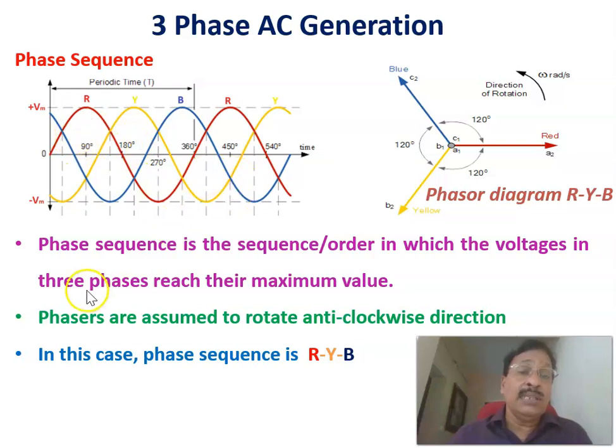The phase sequence is the sequence or order in which the voltage in the three phases reaches their maximum magnitude. The same in the phasor diagram. This is the R phase. Since this is rotating in the anti-clockwise direction, this is the R phase. After 120 degrees, Y will come, and again after 120 degrees, B will come here. Therefore, the phase sequence is R, then Y, and then B. Or the phase sequence is RYB.